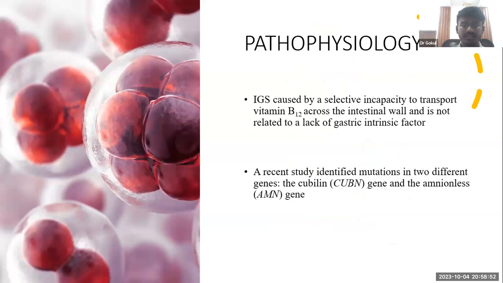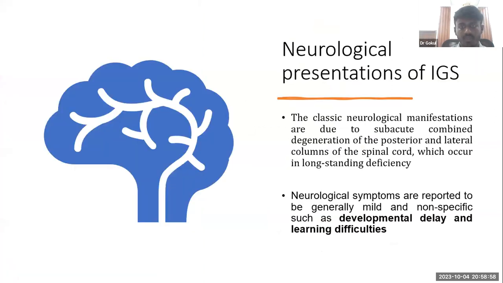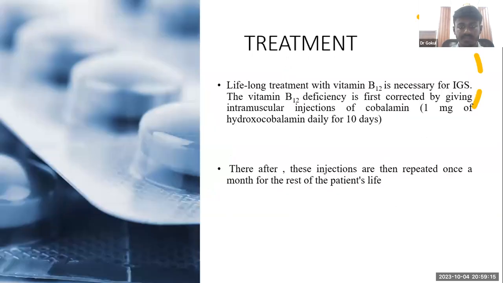So a recent study identified mutations in two different genes, the Cubilin gene and the Amnionless gene. The classical neurological manifestations are due to subacute combined degeneration of the posterior and lateral columns of the spinal cord, which occurs in long-standing deficiency. Neurological symptoms are reported to be generally mild and non-specific, such as developmental delay and learning difficulties.